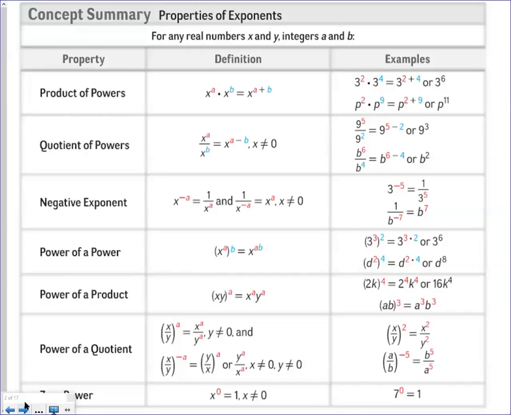Quotient of powers is the same kind of thing, but with subtraction. So if you have x raised to a power over x raised to a different power, it is the subtraction of the 2 powers. So if you have 9 to the 5th over 9 to the 2nd, that's 9 to the 5 minus 2, or 9 to the 3rd.